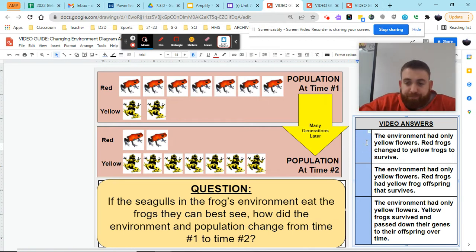Option one, the environment had only yellow flowers. Red frogs changed to yellow frogs to survive. Option two, the environment had only yellow flowers. Red frogs had yellow frog offspring that survived. Option number three, the environment had only yellow flowers. Yellow frogs survived and passed down their genes to their offspring over time.